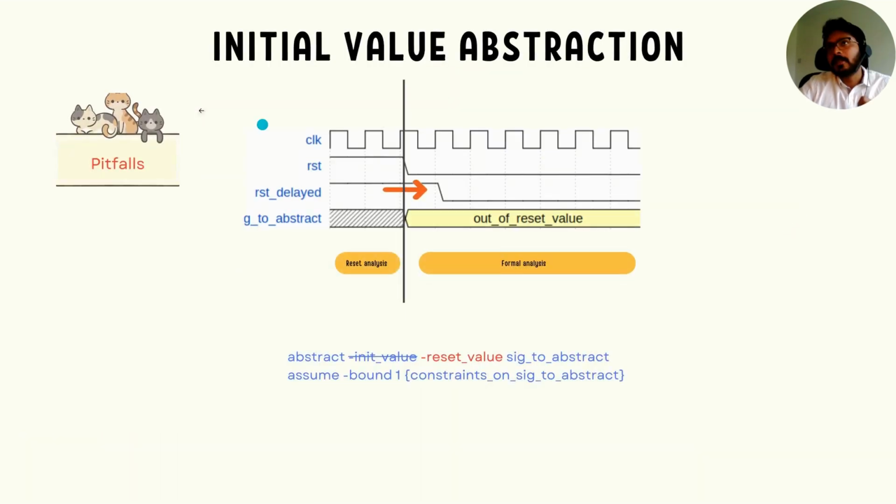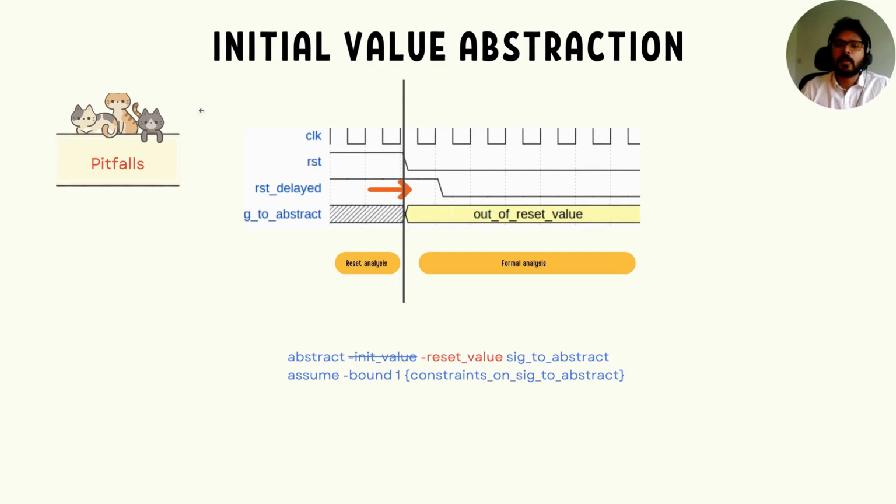Is that all about initial abstractions? No. There is one small point that you need to be careful about, which I mentioned in the beginning. There's a special case where you need to be careful while doing initial abstractions. It is a case where the abstraction is done on signals that are getting reset after the reset phase. So in this particular counterexample, these are 2 clock cycles. So reset analysis happens for 2 clock cycles. After that, everything is called the formal analysis phase.